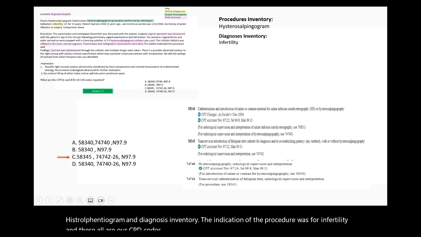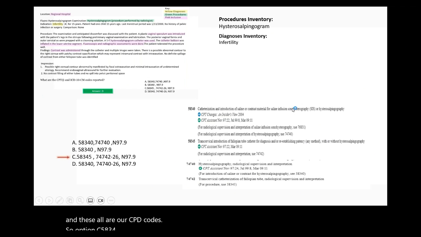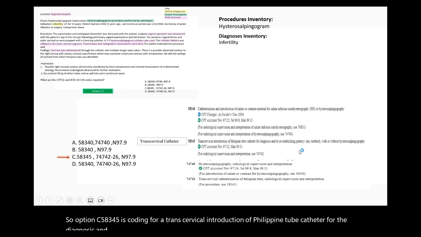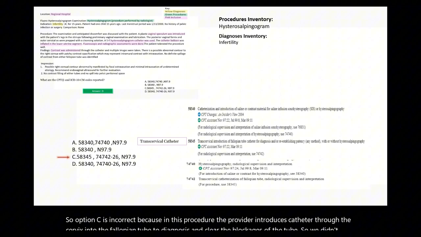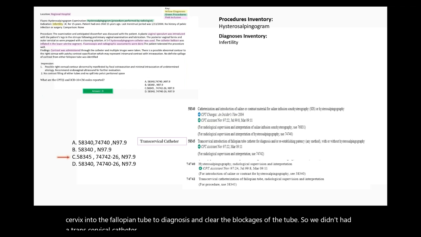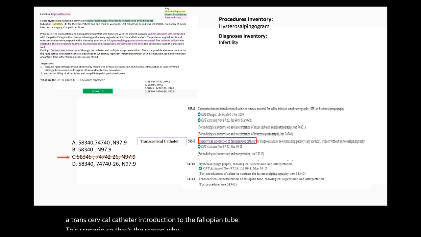Option C, 58345, is coding for a transcervical introduction of a fallopian tube catheter for the diagnosis and/or re-establishment of patency, with or without hysterosalpingography. Option C is incorrect because in this procedure the provider introduces a catheter through the cervix into the fallopian tube to diagnose and clear blockages of the tube. We didn't have a transcervical catheter introduction into the fallopian tube in this scenario, so option C is incorrect.